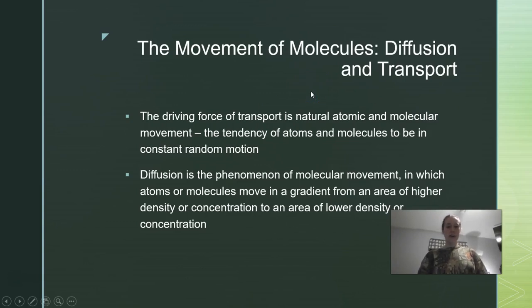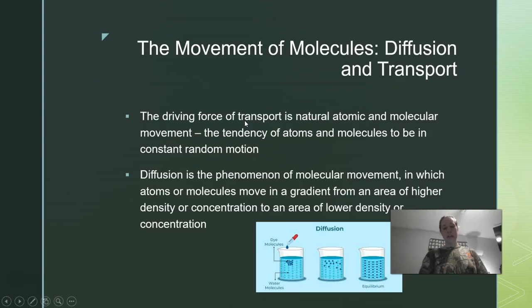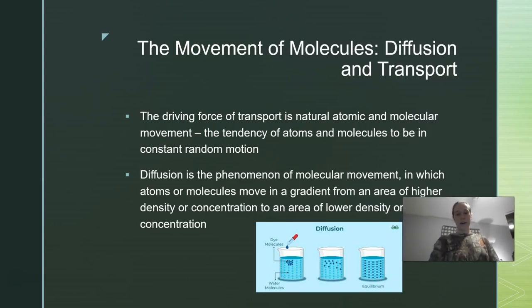The driving force of transport is natural atomic and molecular movement, the tendency of atoms and molecules to be in constant random motion. Again, coming back to diffusion, it is the phenomenon of molecular movement in which atoms or molecules move in a gradient from an area of higher density or concentration to an area of lower density or concentration. Here we have a picture of diffusion. Let me move myself here just to show you what that looks like. So we can see here that the particles are going from an area of higher density or higher concentration to an area of lower density or lower concentration.